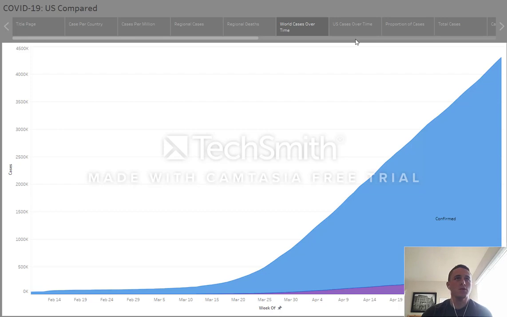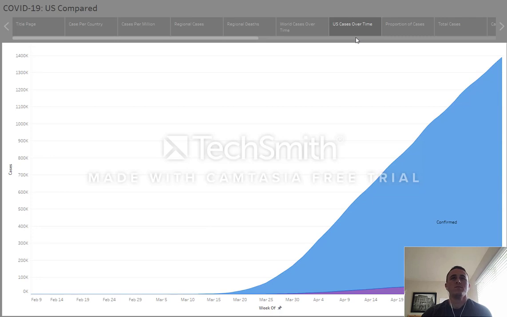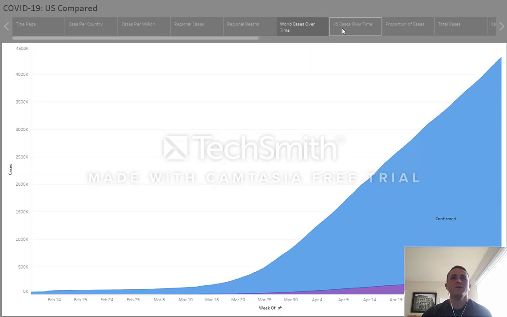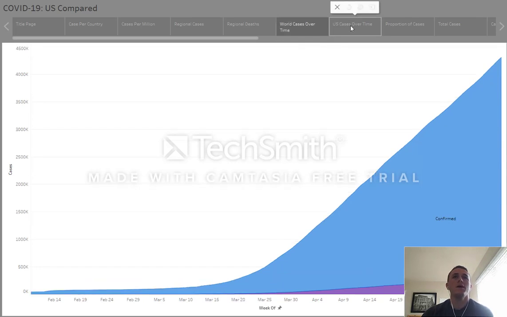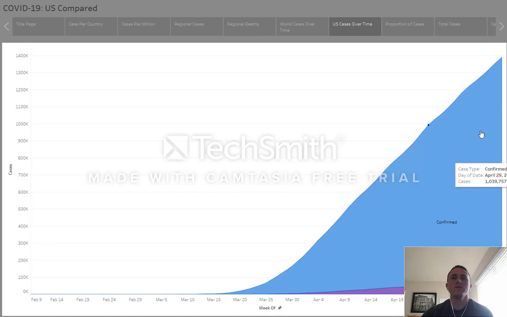So this is what the world looked like. Let's take a look at how the US looked. Looks pretty much the same. We may have started a week later as far as our rise, but the angle is just about the same, as well as where we see the deaths there at the bottom.